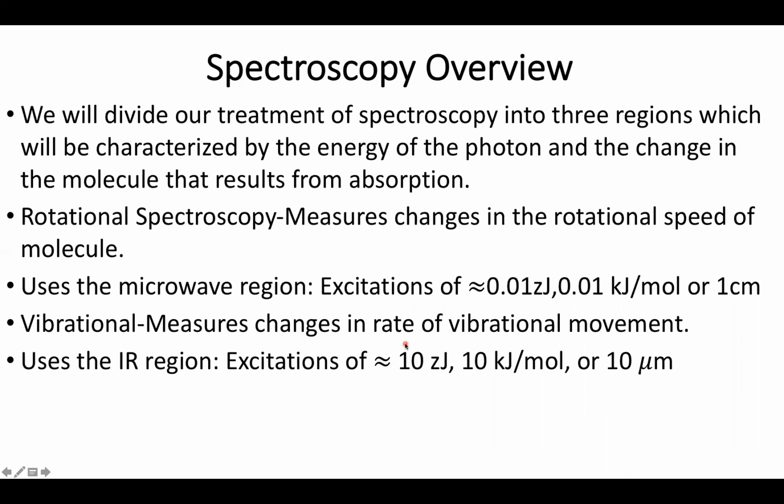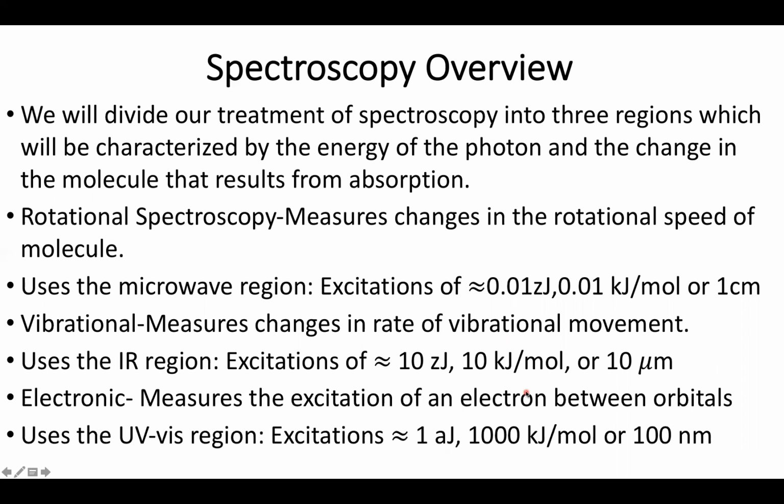We're going to be focusing here a little bit more on vibrational changes. These measure changes in the rate of the vibrational movement that we brought up last time with the harmonic oscillator. These typically occupy the infrared region, and they have typical wavelengths on the order of about 10 micrometers. And again, these have energy separations of about 10 kilojoules per mole. So not huge, but it turns out to be fairly significant.